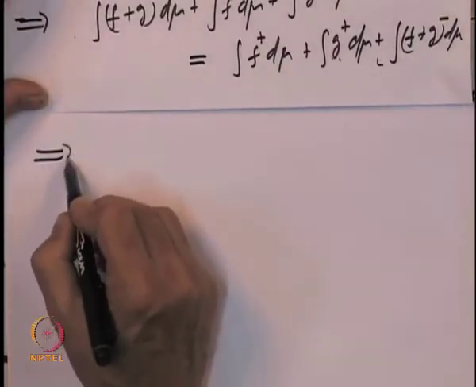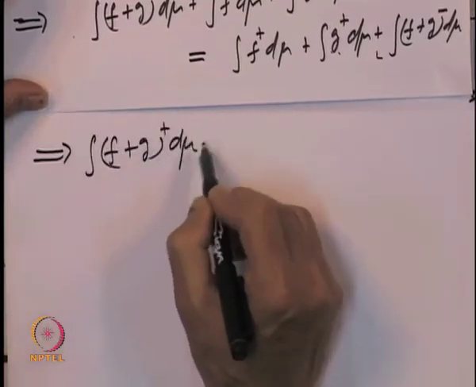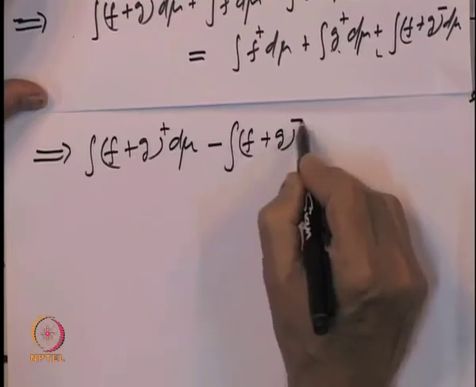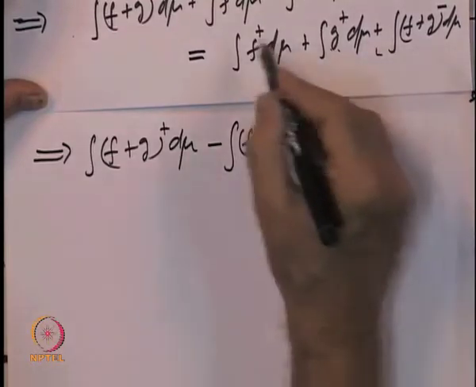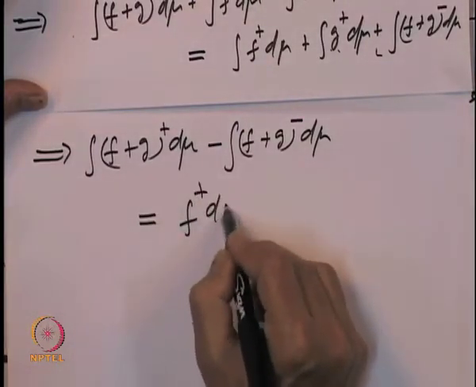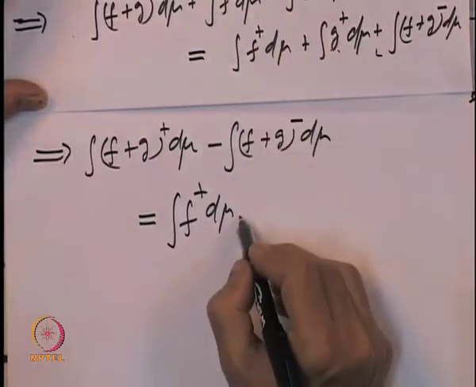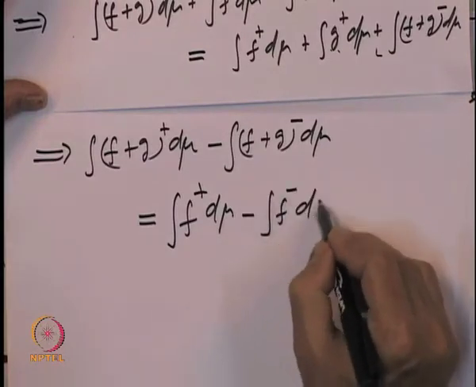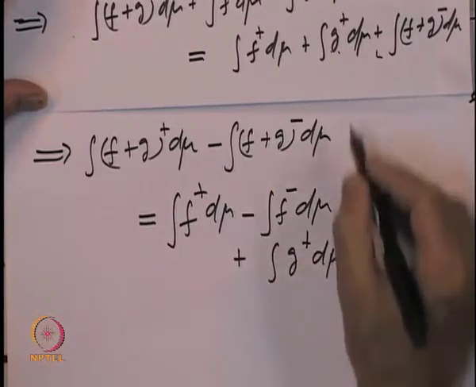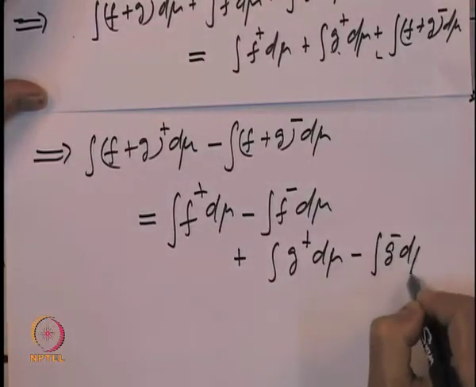So, shifting implies that integral of (f+g)^+ d mu minus this term will give you integral of (f+g)^- d mu. So, this term we have shifted. And shifting these two terms to the other side, it is equal to integral of f^+ d mu, that is this term, and bringing integral of f^- on this side will give you integral of f^- d mu plus integral of g^+ d mu, which is already there, and integral of g^- from the left hand side will give you integral of g^- d mu.